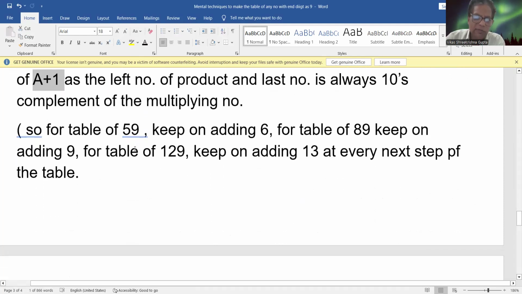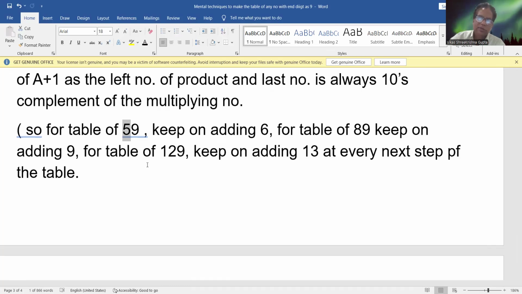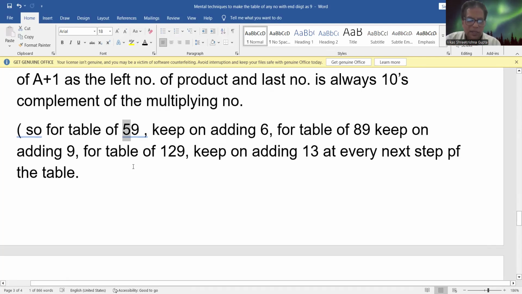Suppose you have to make a table of 59. Then what is more than 5? Here it is 5, so what is 5 plus 1? That is 6. It means you keep on adding 6 to every product. 59, then keep on adding 6: 5 plus 6 is 11, 11 plus 6 is 17, 17 plus 6 is 23, and keep on getting the numbers. And in the end, you will get the answer as 59.